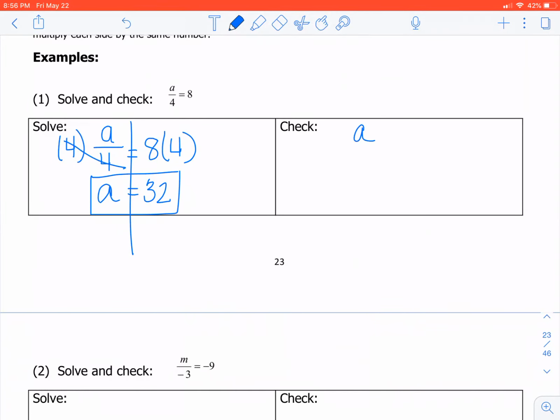All right, so let's do the check. We're going to rewrite. We're going to replace it with 32. 32 divided by 4 is 8. So 8 is equal to 8.